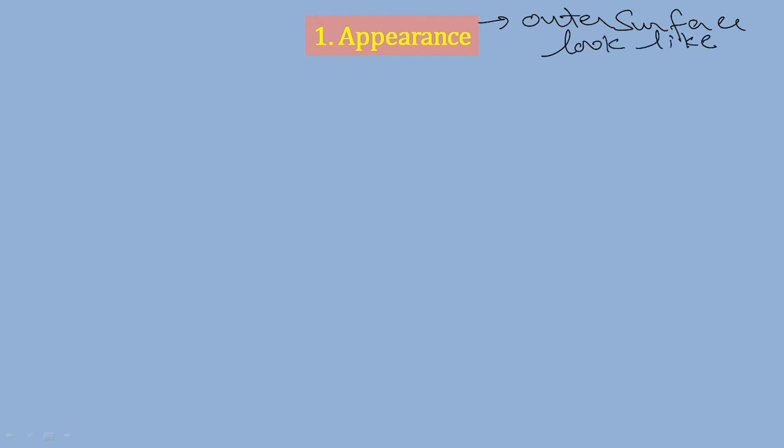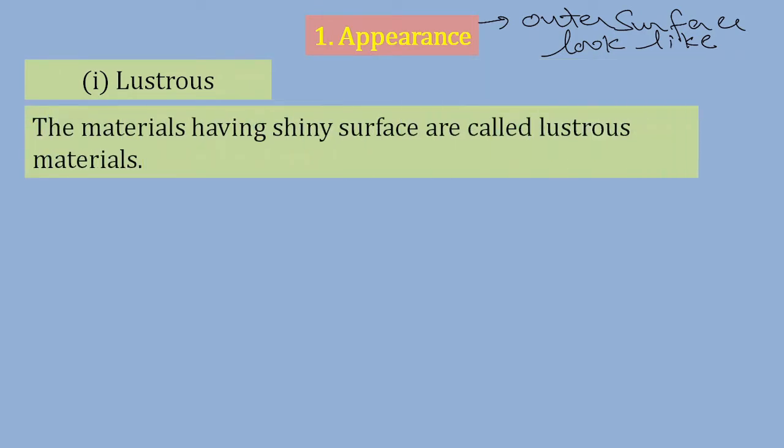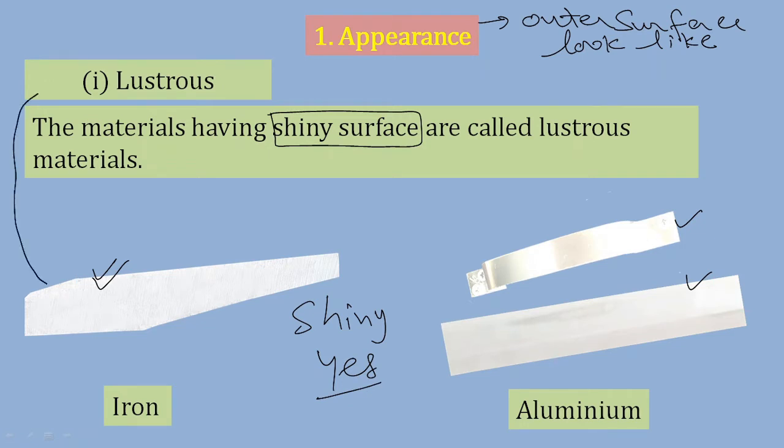On the basis of this property, materials are of two types, lustrous and non-lustrous. Lustrous are those materials that have a shiny outer surface. For example, iron and aluminium. This is a freshly cut piece of iron, and these are objects made from aluminium. Are these shiny? Yes. So these are lustrous.